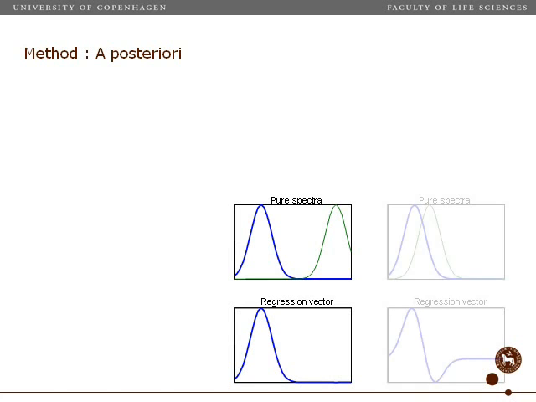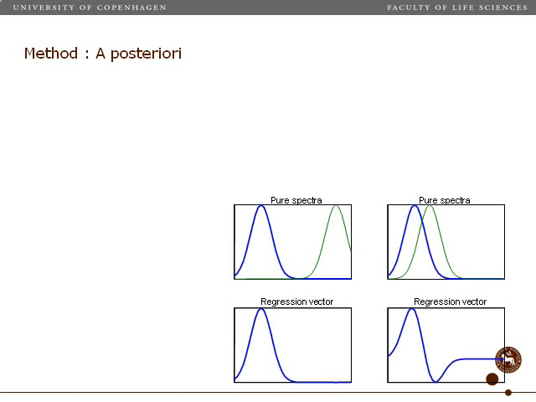But let's look at another situation. Here we have a different set of spectra. In this case the interferent, the green one, is overlapping the blue one. And now the regression vector is not identical to the pure analyte spectrum. In fact, it's identical to the analyte spectrum orthogonalized with respect to the interferent. So it's the blue line in the upper right plot orthogonalized with the green line.